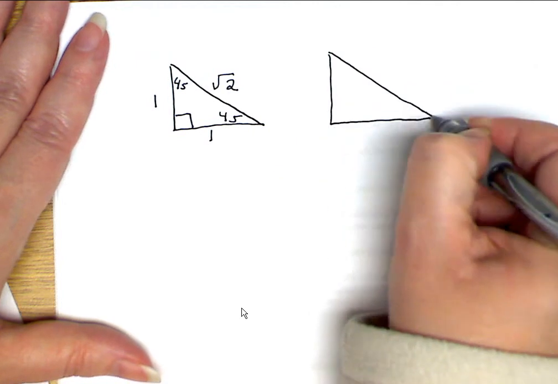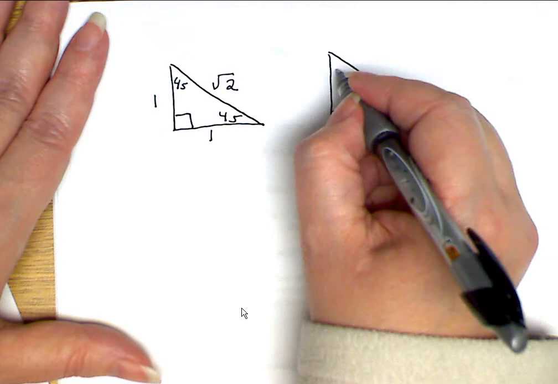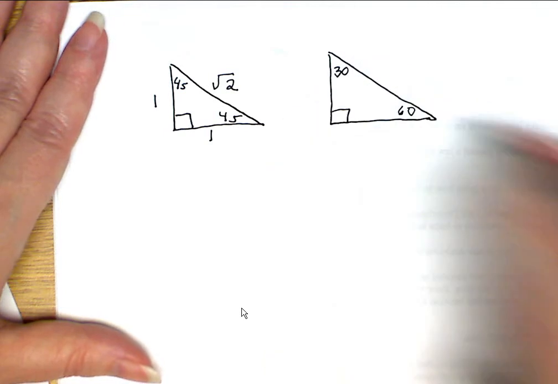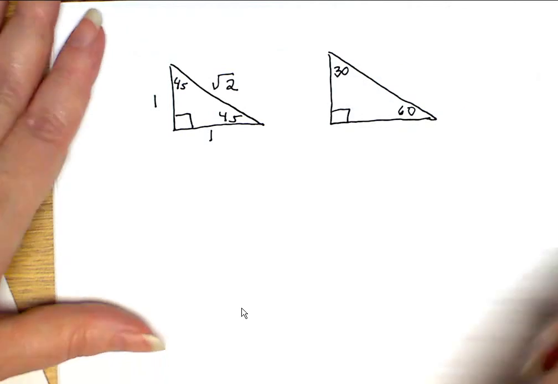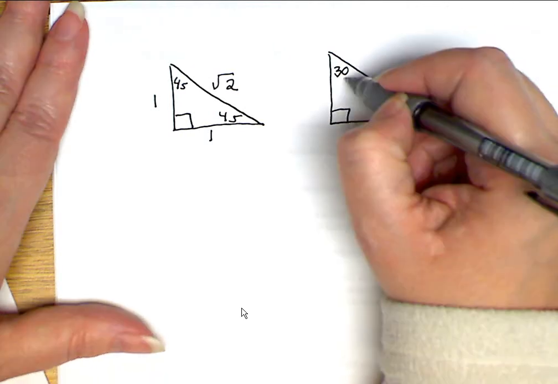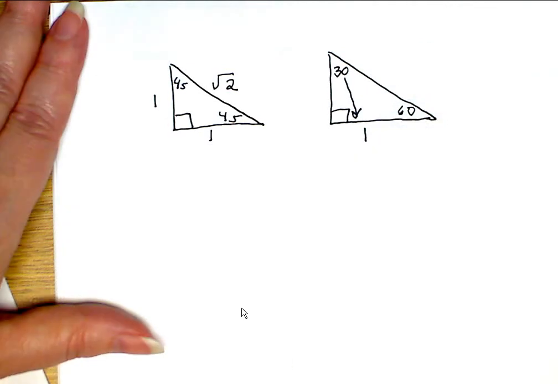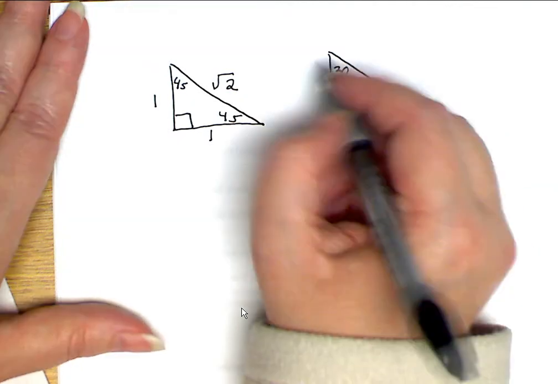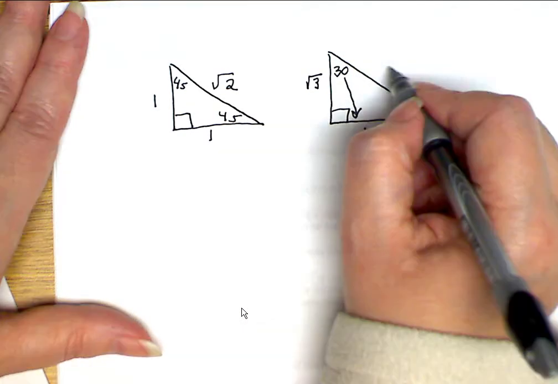The other triangle is a 30-60-90. It doesn't matter which one you call 30 or 60. The thing that does matter is the side opposite your 30 is 1. Adjacent to 30 is square root of 3. Hypotenuse is 2.